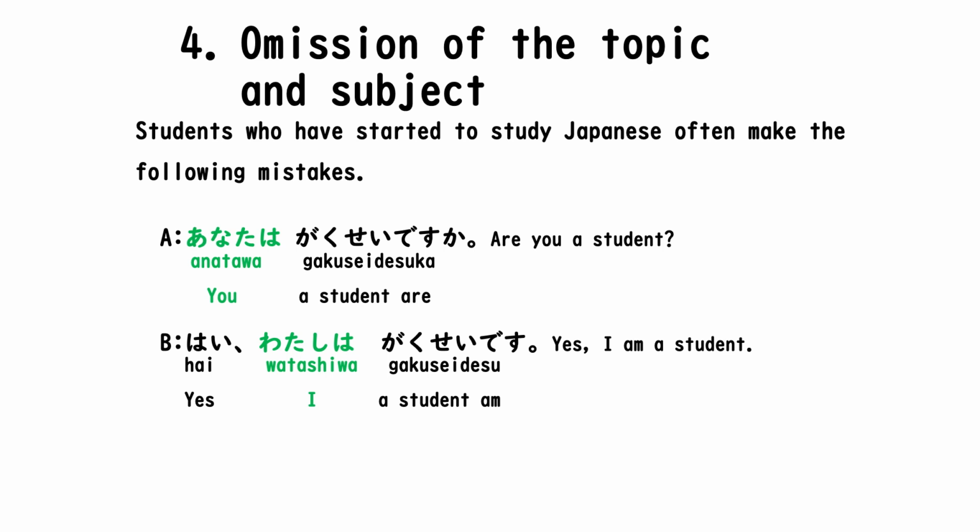Also, in the second sentence, the reply, はい、私は学生です。Yes, I am a student. The subject, 私は, I, is not omitted. This is a somewhat unnatural sentence in Japanese. When you start learning Japanese, you will often see sentences in Japanese textbooks, especially conversation textbooks, with the topic and subject omitted. At that time, remember the story of this video.